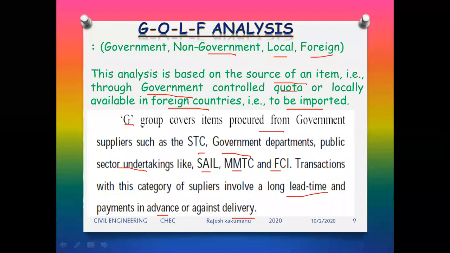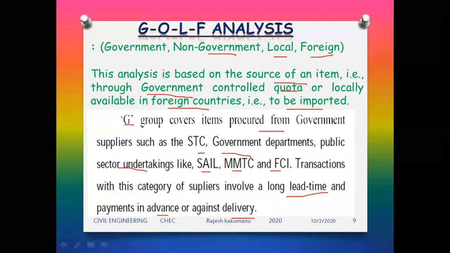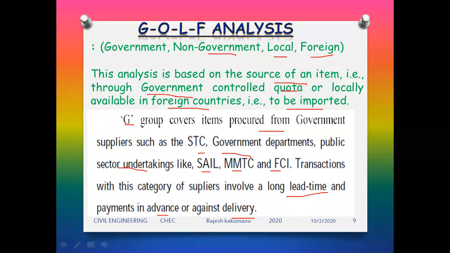So if we take a small example of BHEL, Bharat Heavy Electricals Limited. It is a central government firm, a Navaratna company, SAIL also. Okay, so if you want to make a procurement from BHEL, common people will not purchase any material from BHEL or SAIL or ECIL. Other big private organizations will purchase those materials.